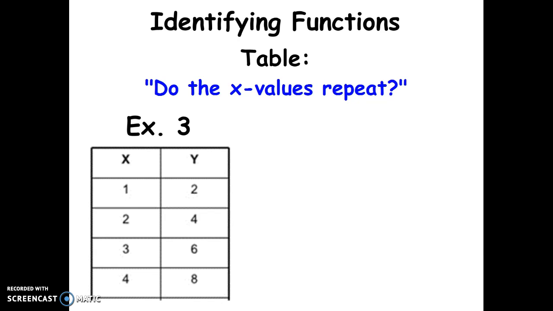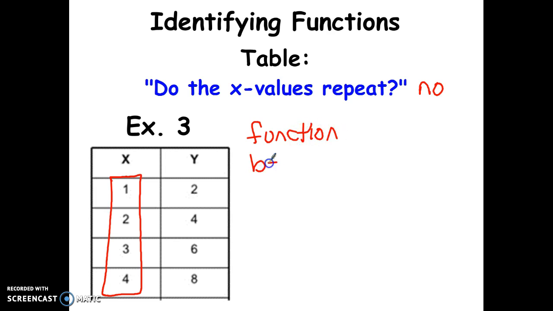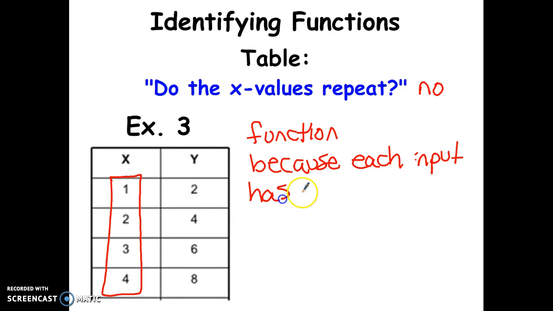Let's move on to looking at a table. Now, a table is very similar to a set of ordered pairs. So again, you ask yourself, do the x values repeat? Looking at this table, we're going to look at our x values, which are listed here, 1, 2, 3, and 4. Do these x values repeat? No. So this is a function because each input has only one output.